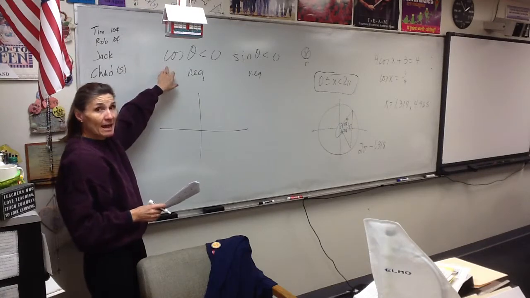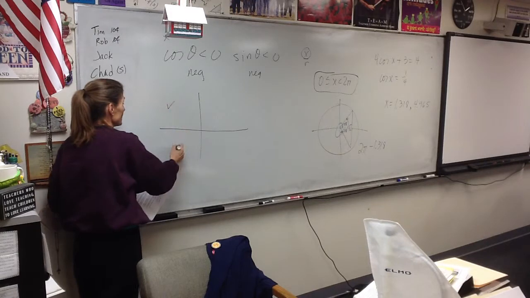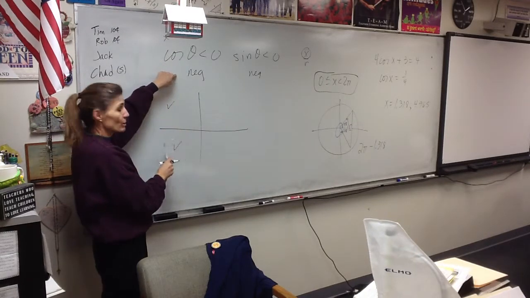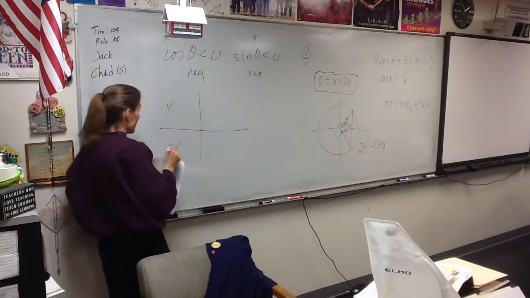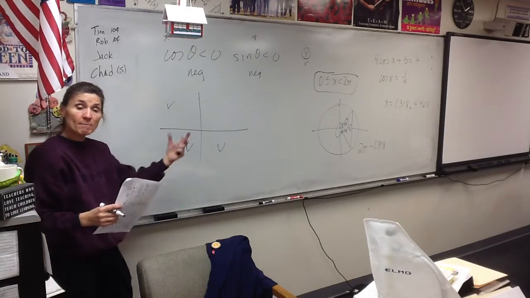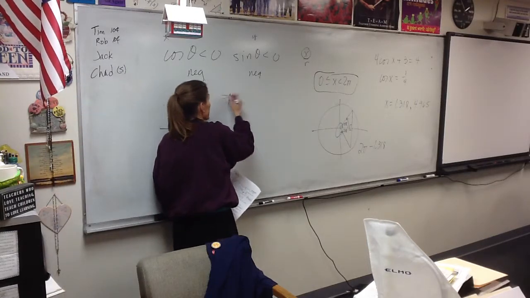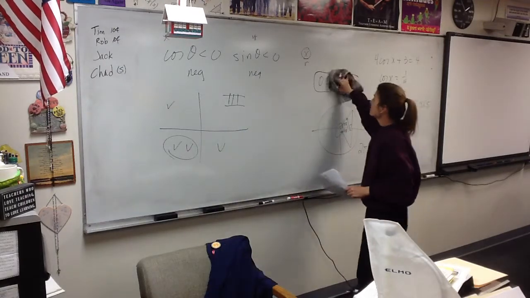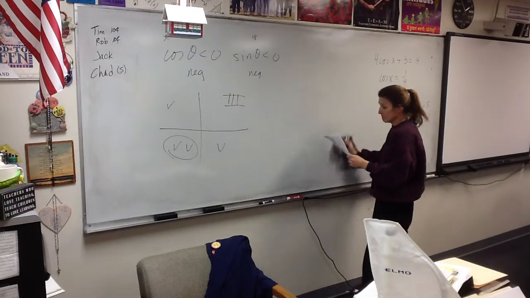Well, cosine is x. So x would be negative here and here. So for this qualification, we got to be in quadrant 3 or 4. Sine is y, and y is negative here and here. The only quadrant that meets both qualifications is quadrant 3. So the answer to that question is quadrant 3. That's pretty easy if you just think about it. Pretty easy.